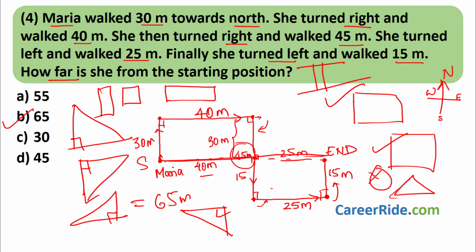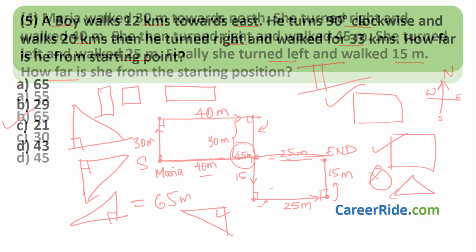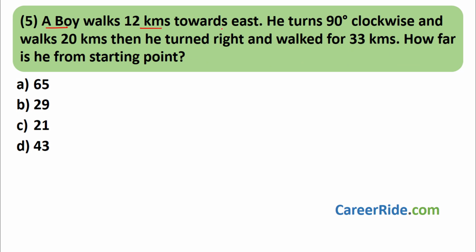Now moving to question number 5. A boy walks 12 kilometers towards east. He turns 90 degrees clockwise and walks 20 kilometers. Then he turned right and walked for 33 kilometers. How far is he from the starting point? Now this is direction sums, very easy, okay.